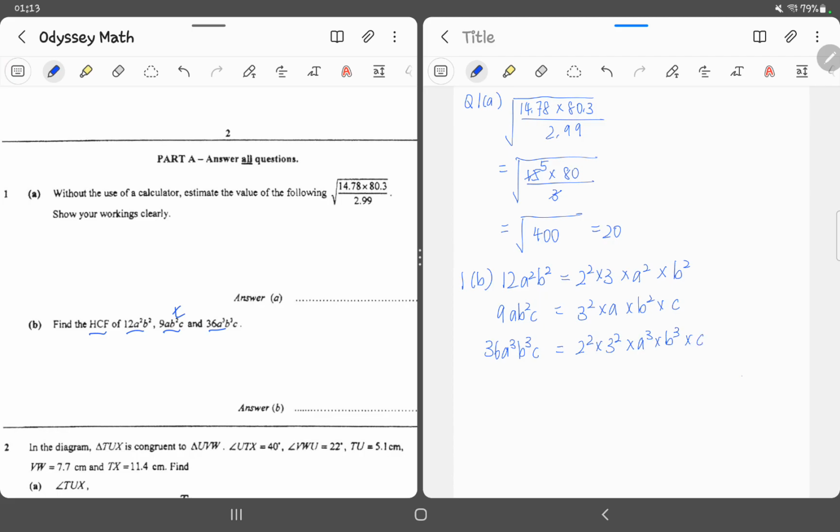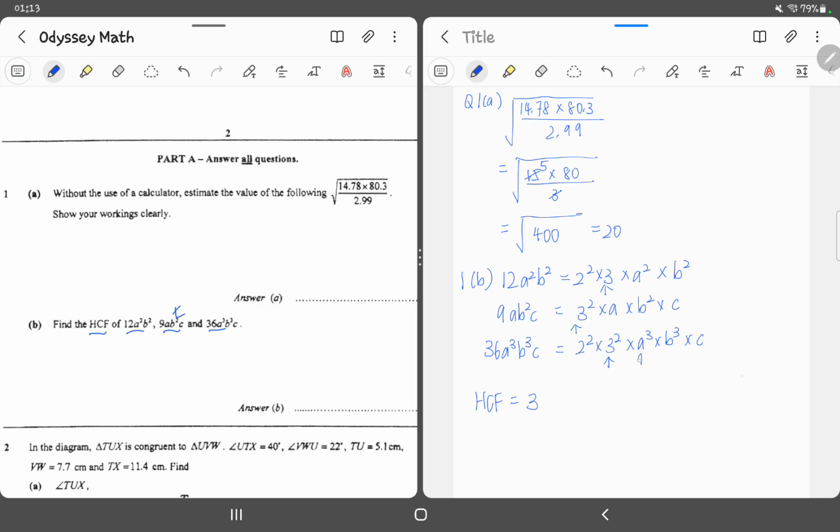So using the index notation method for the HCF, first we look for the common base. If there's a common base for all the three terms, then we take the lowest. For the base 2, there's no common base, so there's no base 2 over here. Now for base 3, there's a common base for all the three terms, so base 3, base 3, base 3, and then we take the lowest out of the 3, so that will be 3.